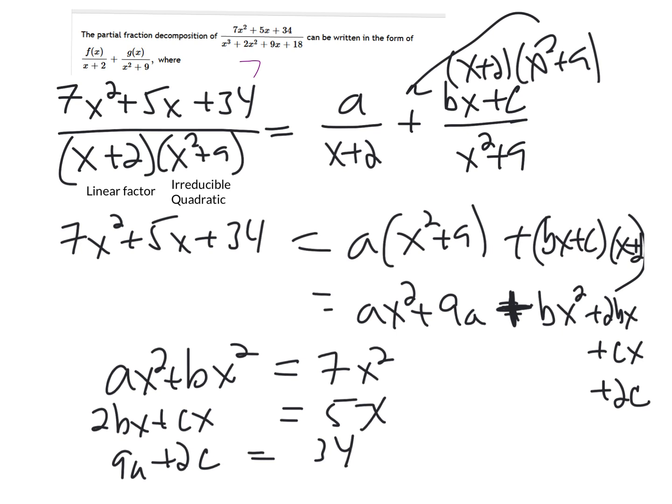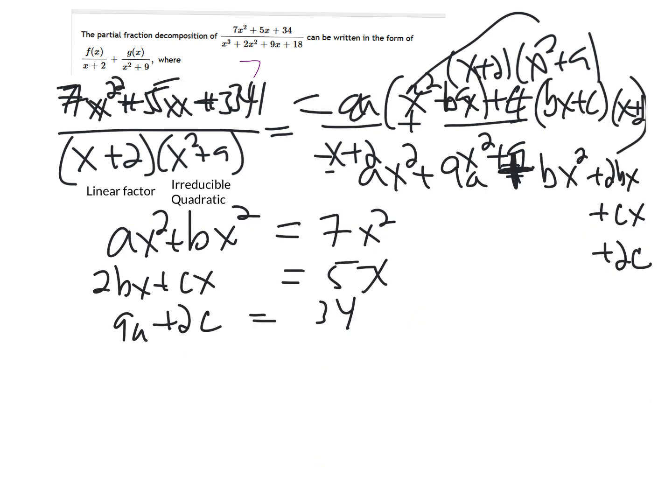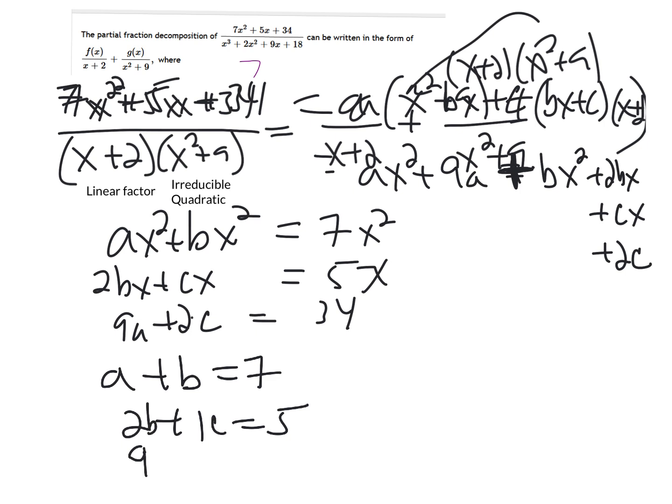So then if we set up the matrices here, not that we need matrices, but I think they make it easier. So let's do the intermediate steps in case people are a little lost. So I know that a plus b has to be equal to 7. I know that 2b plus c has to be equal to 5. See how I'm forgetting all about the b and the c? I'm just kind of using the coefficients to write them. And then 9a plus 2c has to be equal to 34.